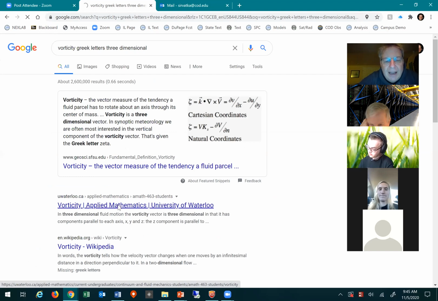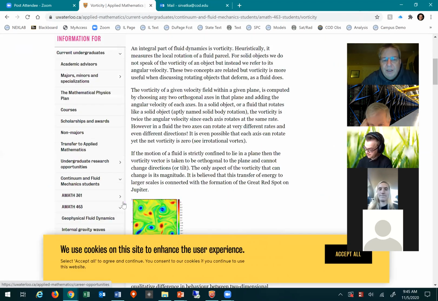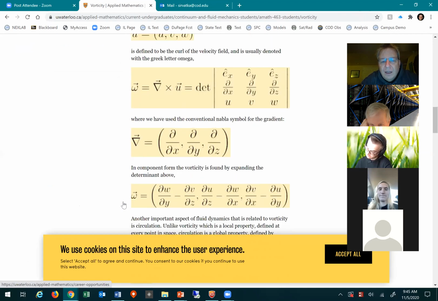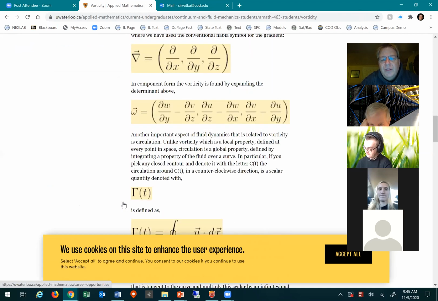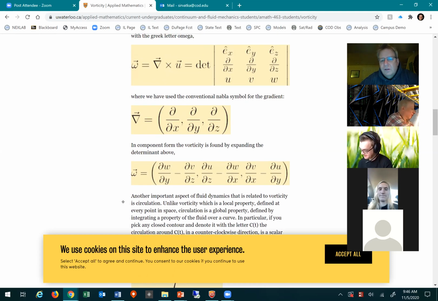I'm confused by this because I don't see it often, but I wanted to show you where this is. Okay, so there's vorticity. Notice, what is this Greek letter? Which one? This one here. Can you see my cursor? No, it's not on the letter.